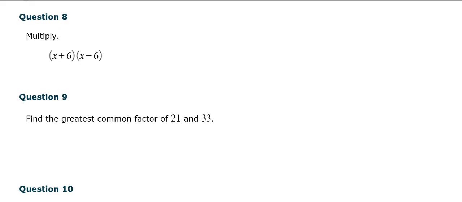Multiply the quantity x plus 6 times the quantity x minus 6. So again, we're multiplying 2 by 2. So we're going to use the distributive property, and we're going to start with the x and distribute it times both terms. So x times x is x squared, and x times negative 6 is negative 6x.